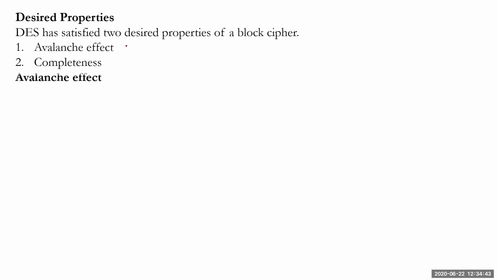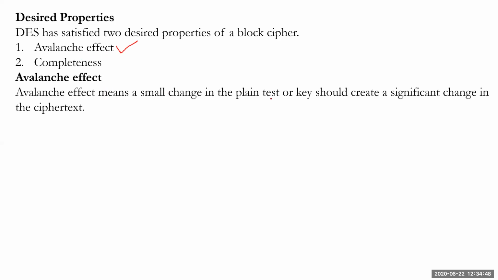What do we mean by avalanche effect? If you change one small bit, either in the plaintext or in the key, it will create a significant change in the ciphertext. If at least one bit is changed in either of these two, the ciphertext will change significantly. That is the definition of the avalanche effect.